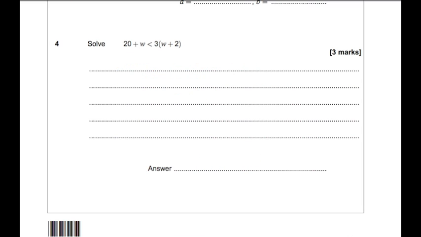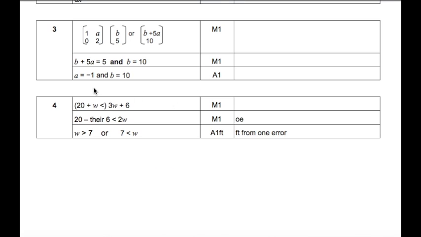So 1 mark for expanding the brackets, that's not so bad. A mark for doing 20 minus 6, and then a mark for w is greater than 7. Okay.